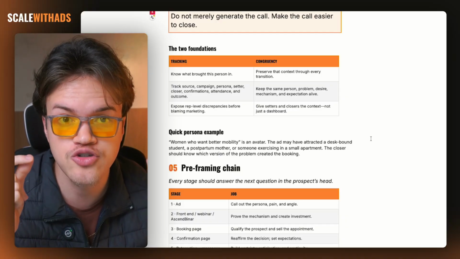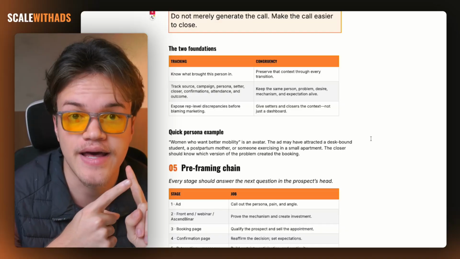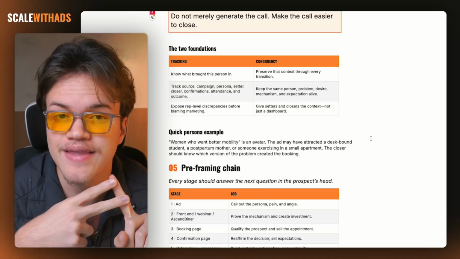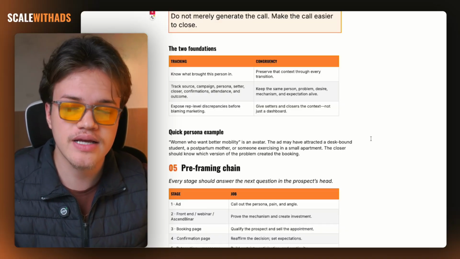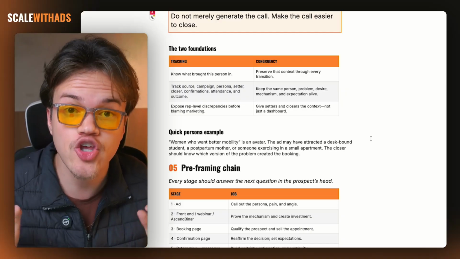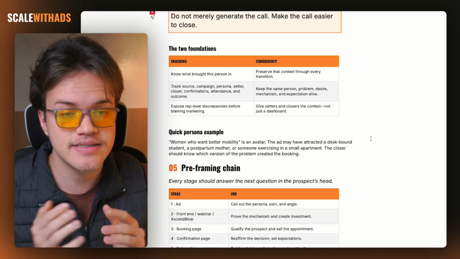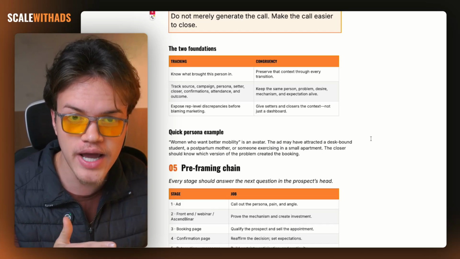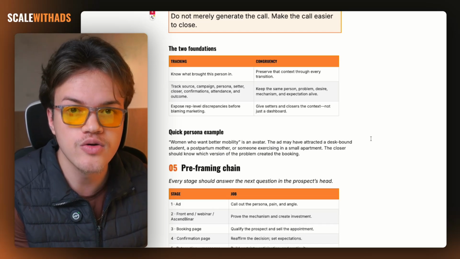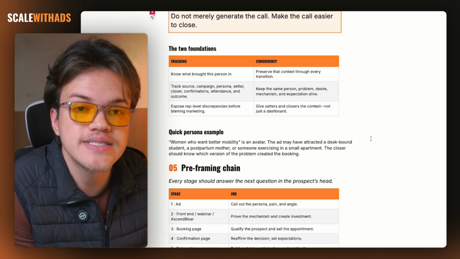Now, you need to track everything. You need to track the ad they clicked. You need to track the emails they responded to, like the emails they clicked on a link, for example, and you need to feed that information to your setters and to your closers, okay? I see a bunch of businesses that do the tracking, they know the data, but then the closer is blind to it. He's not receiving that information.